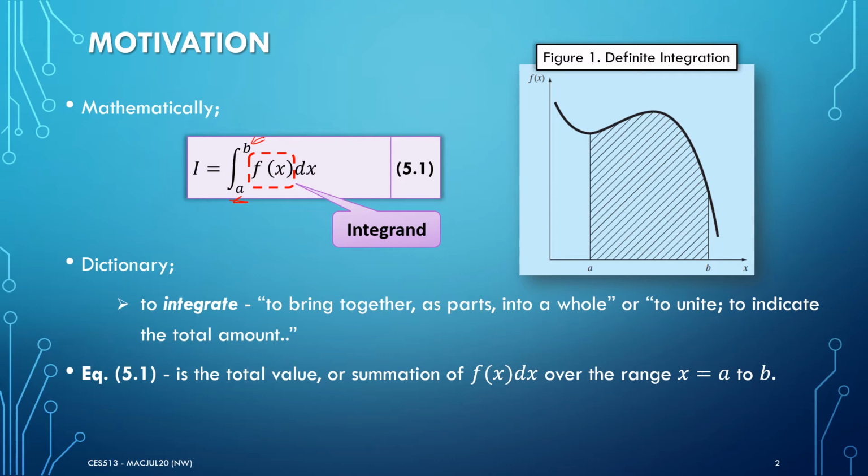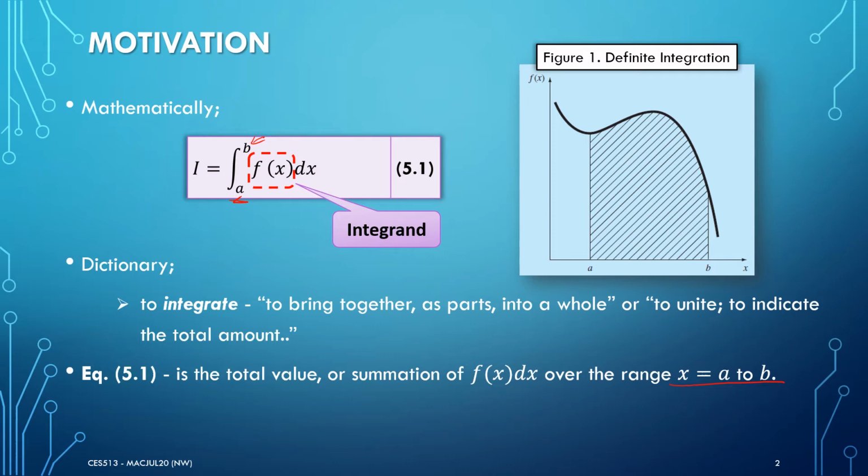According to the dictionary definition, to integrate means to bring together as parts into a whole, or to unite, and to indicate the total amount. Thus, the meaning of equation 5.1 is the total value or summation of the function f(x) dx over the range of a to b.